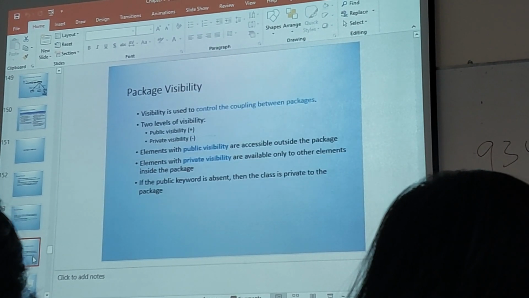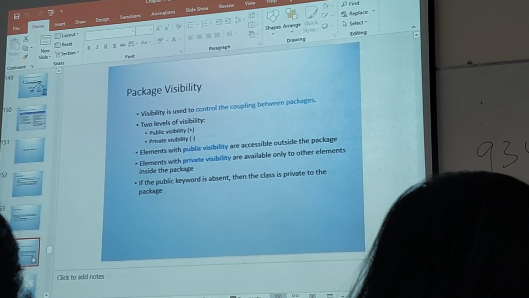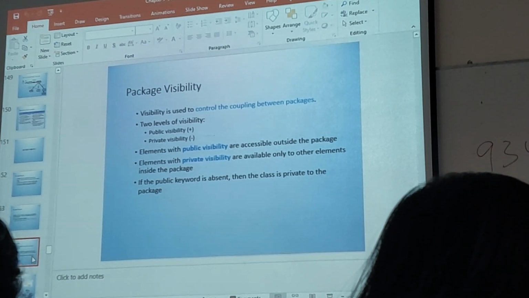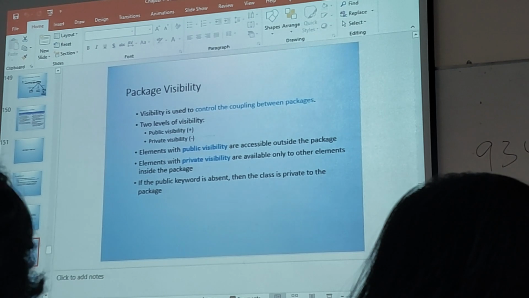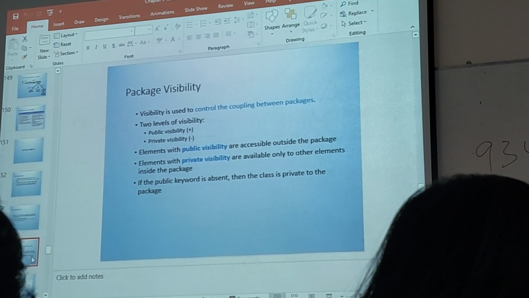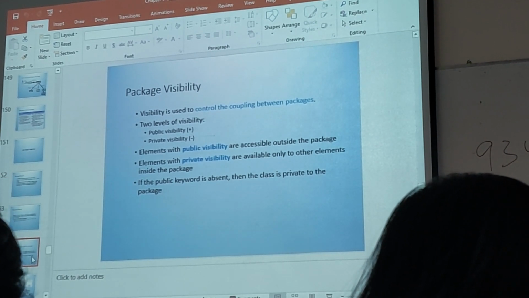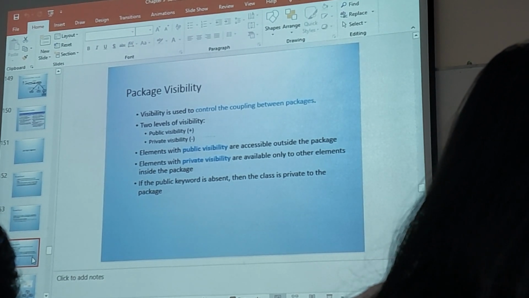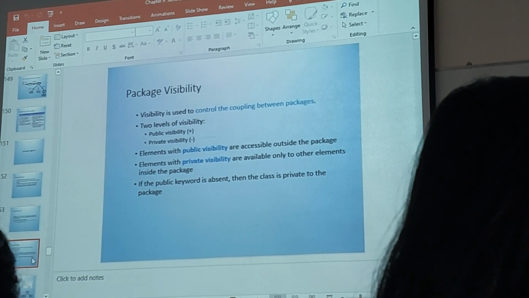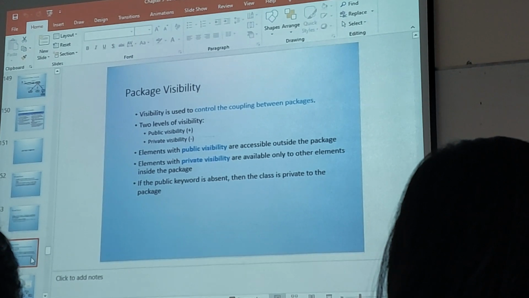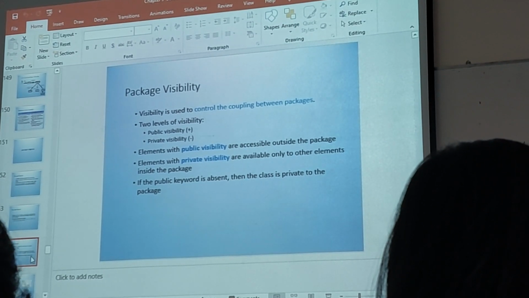Then we come to package visibility. Visibility is used to control the coupling between packages. For example, similar to a class diagram, public is represented by a plus symbol and private is represented by the minus symbol. Minus means it can only be accessed by private members. So elements with public visibility can be accessed outside the package. However, private visibility is only accessible to items inside the package. If there is no symbol, they will treat it as private.